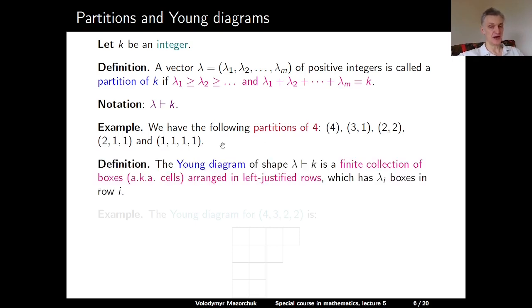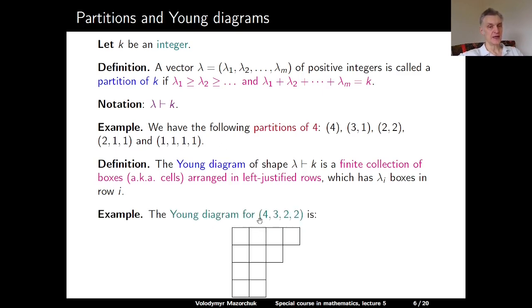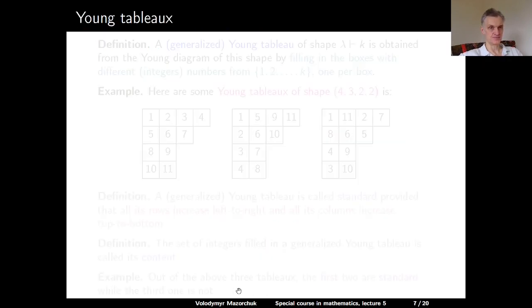And if we have a partition lambda of some k, then the Young diagram of lambda is a finite collection of boxes or cells which are arranged in left-justified rows, and row i has exactly lambda i boxes. So for example, the Young diagram for the partition 4, 3, 2, 2 is here. We have 4 boxes in the first row, 3 boxes in the second row, and 2 boxes in rows 3 and 4, and it's left-justified. On the left, all the starting boxes are aligned. So that's a Young diagram of a partition.